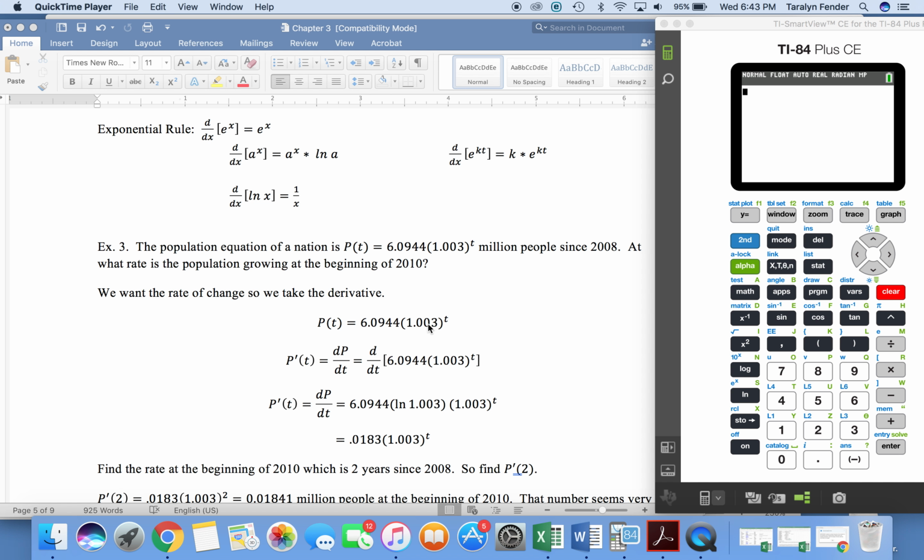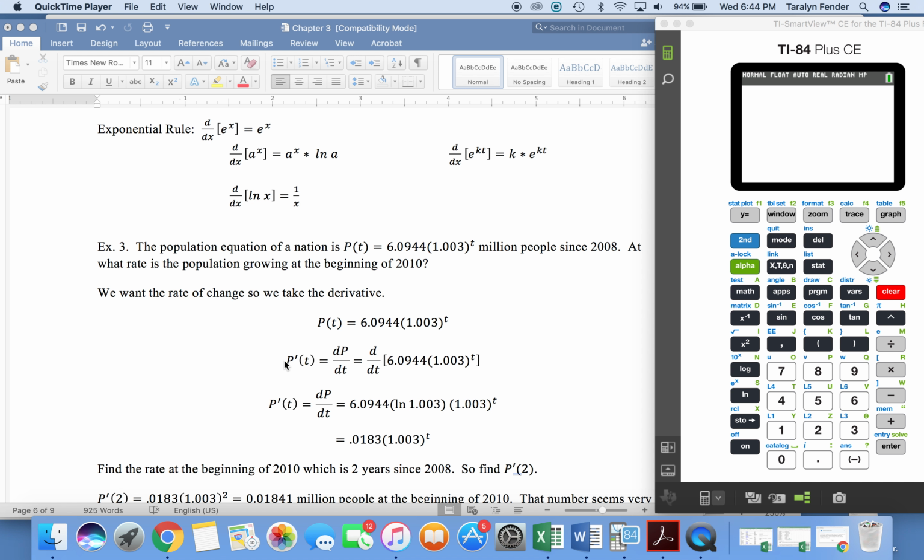So let's do a problem. The population equation of a nation is P of t equals 6.0944 times 1.003 raised to the t million people since 2008. At what rate is the population growing at the beginning of 2010? So we want a rate. Anytime you hear "what rate," that means I'm looking for a derivative.